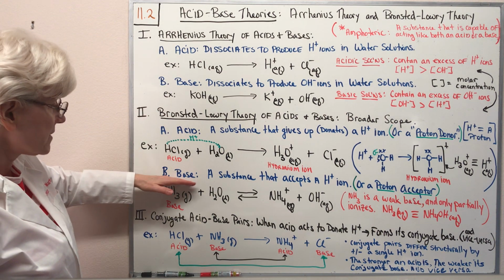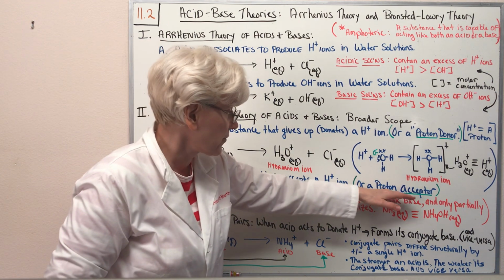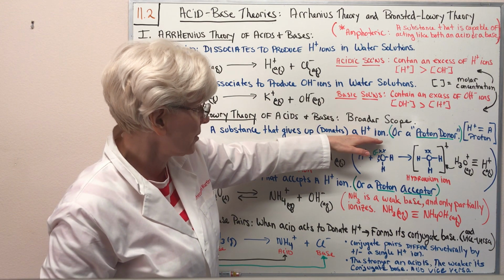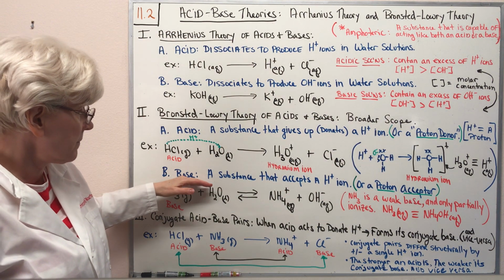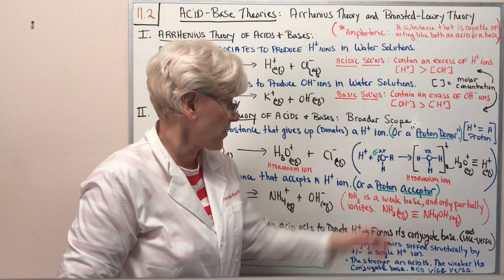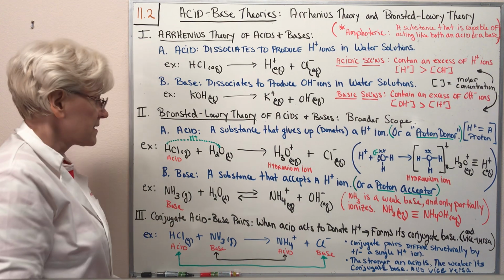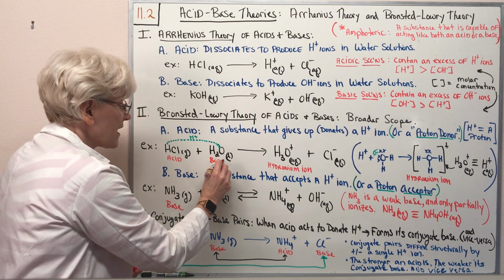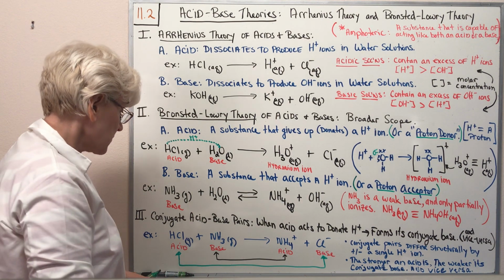A Bronsted base would be a substance that accepts a hydrogen ion, or it is a proton acceptor. So a Bronsted acid is a hydrogen ion donor, a proton donor, it gives up a hydrogen ion. A Bronsted base is a substance that accepts a hydrogen ion. It is a proton acceptor. With that definition in mind, we can go back to this equation that we just wrote and identify water as acting as the Bronsted base, accepting the hydrogen ion from hydrogen chloride.